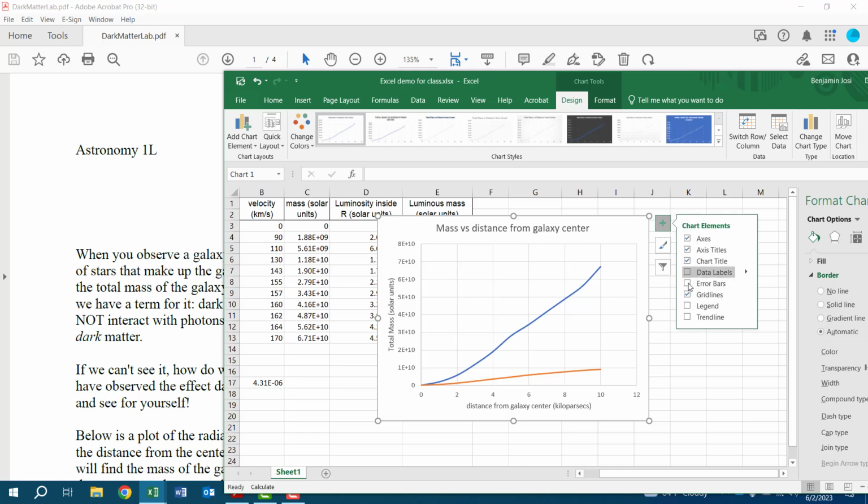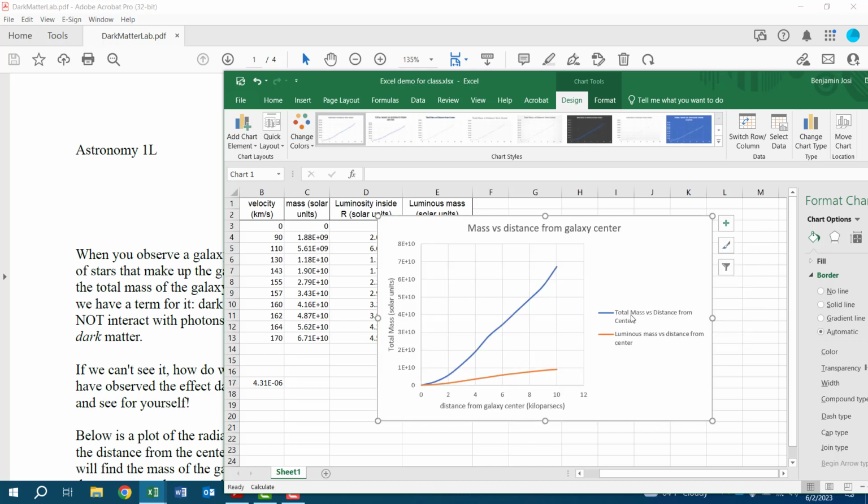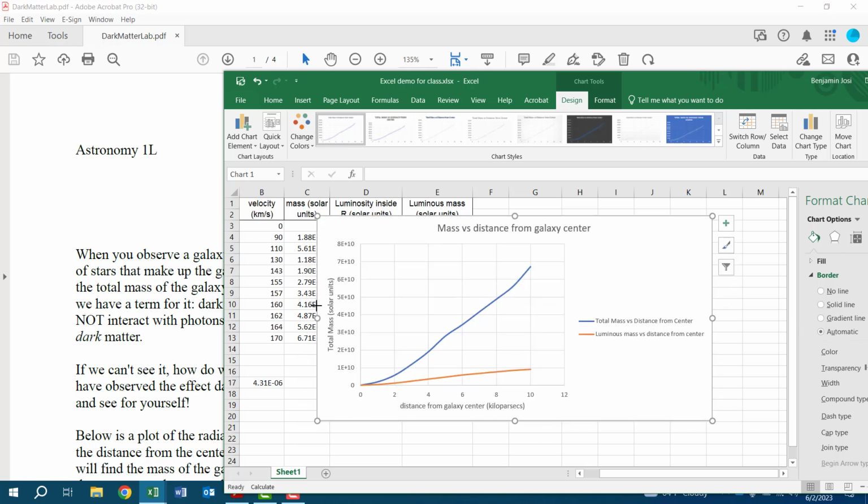And I also want a legend. Remember when I entered the data series, I gave each series a name? Excel will automatically put those names next to the color. So anybody looking at this graph knows which data set is which.